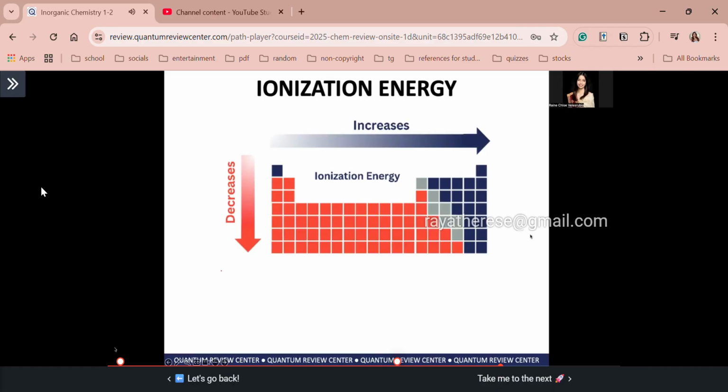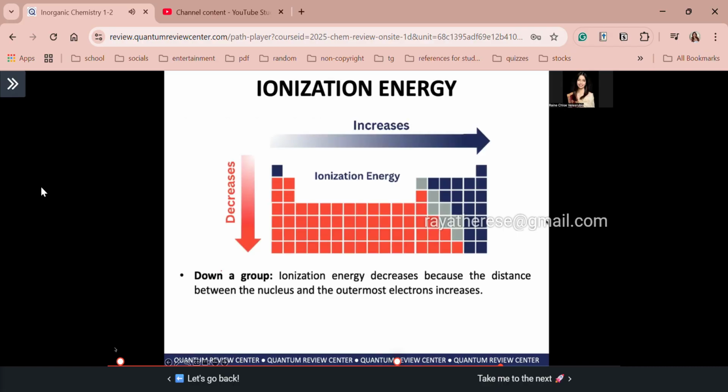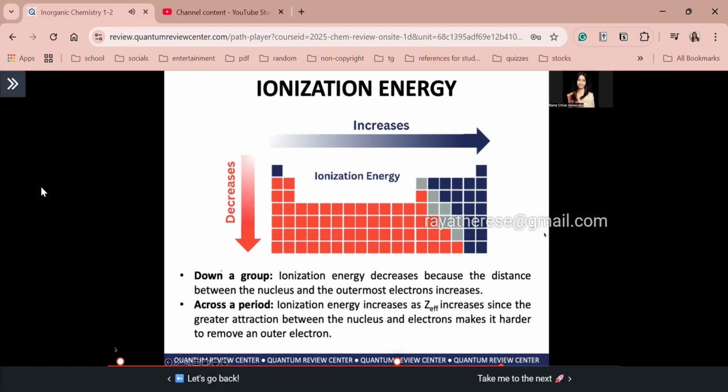So let's go to the trend. Down the group, ionization energy decreases because of increasing energy level. Thus, mas madaling magtanggal ng electron down the group. Across a period, ionization energy increases as the effective nuclear charge increases, since the greater attraction between the positive charge in the nucleus and the electrons makes it harder na magtanggal ng valence electron.